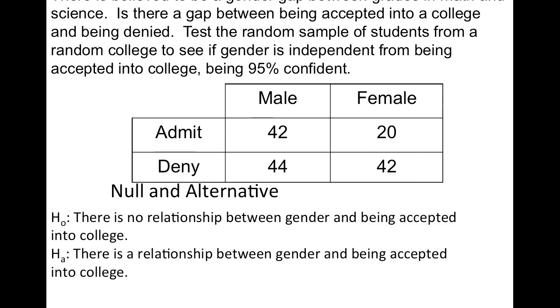So there's a look at the null and alternate for the three situations. The next couple of videos will show you how to run the test and the calculator functions.